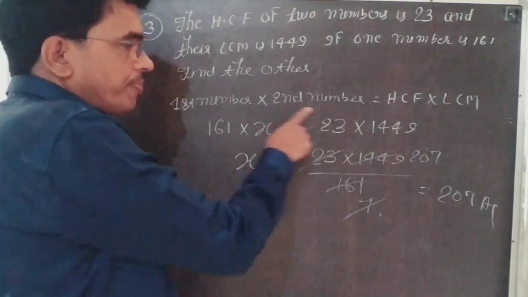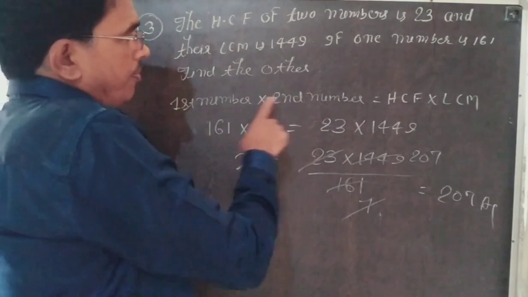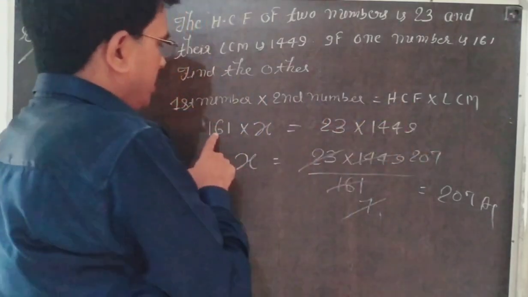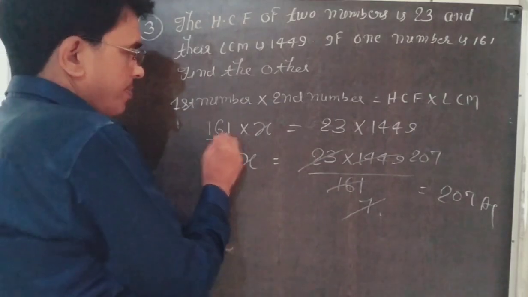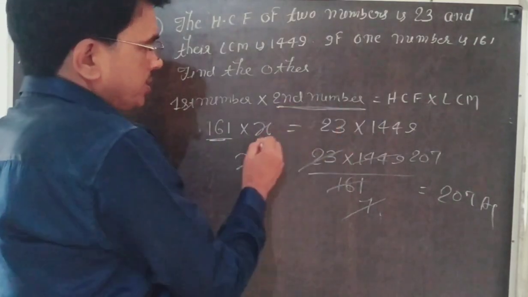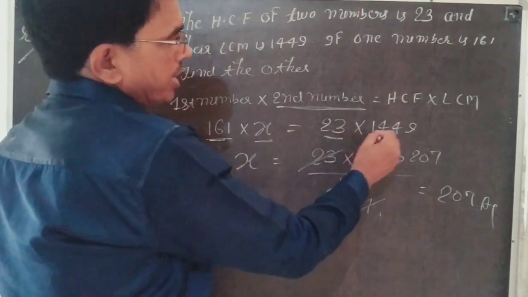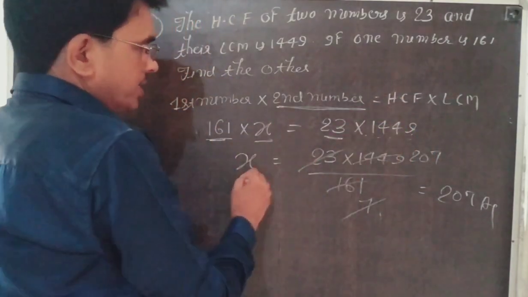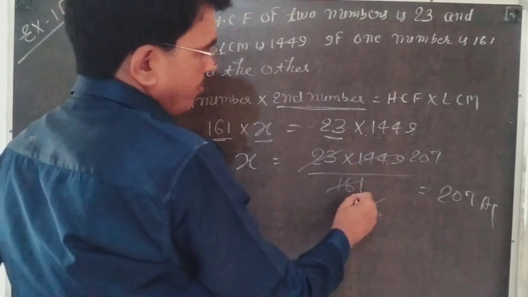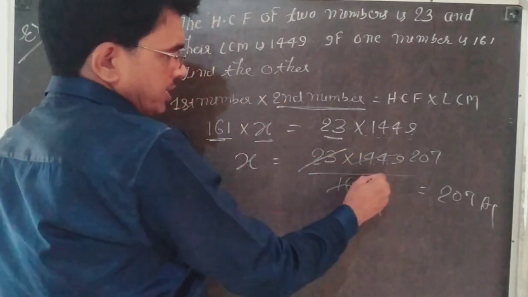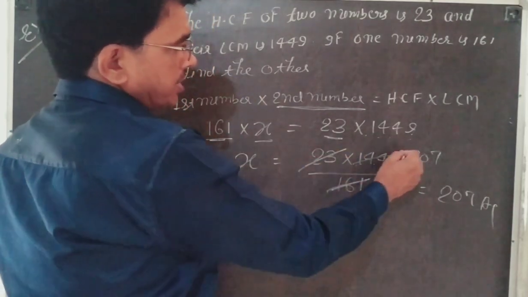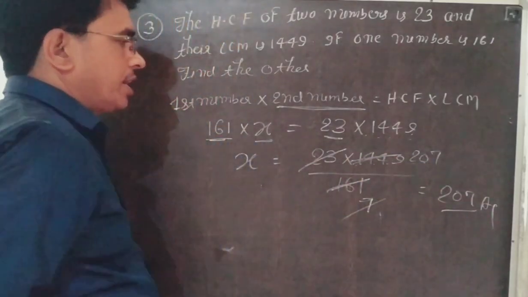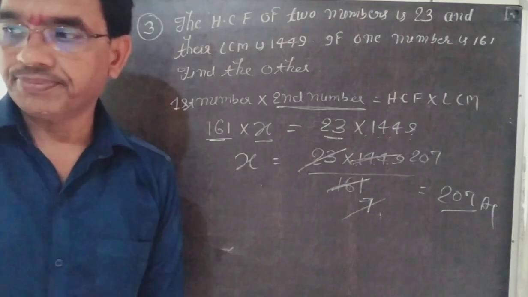So write first number into second number, which is also called the product of the two numbers. First number into second number is equal to HCF into LCM. Then 161, the first number, is given. The second number you have to find, so I write X. HCF 23 is given and LCM is 1449. So X is 23 into 1449 by 161. 23 7s are there, and 7 divided by it, you get 207. This is the second number, the value of X.